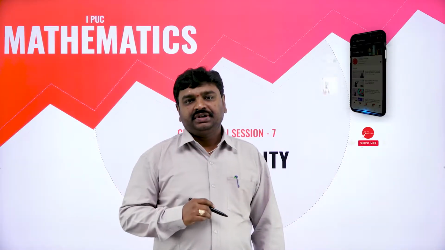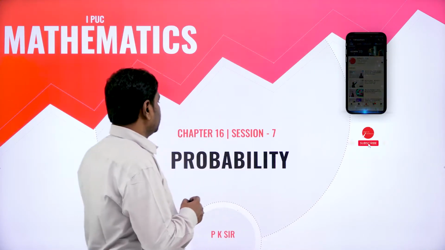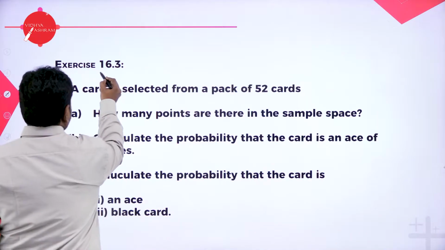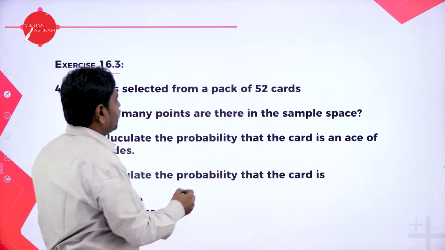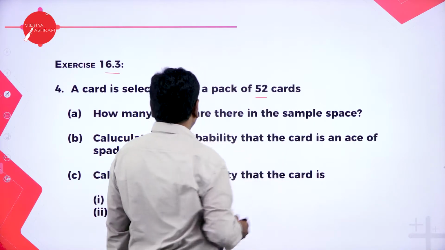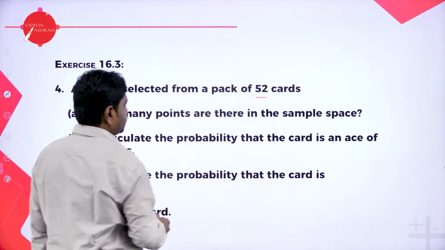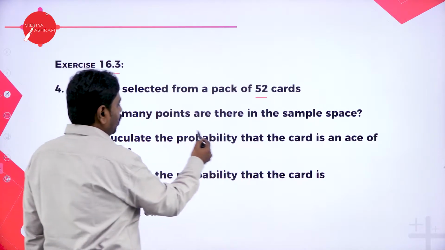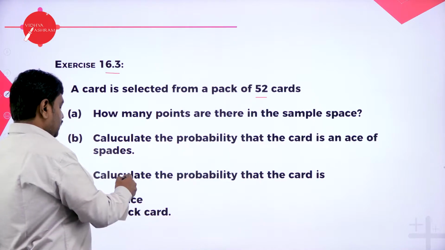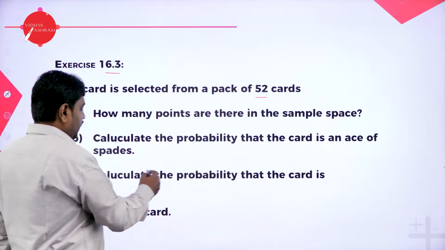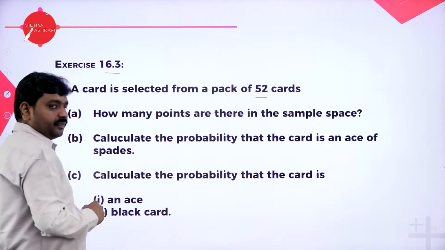Welcome to the session, dear students. Today we'll go ahead with the problems of probability, session 7, that is exercise 16.3. A card is selected from a pack of 52 cards. First question, how many points are there in the sample space? Second question, calculate the probability that the card is an ace of spades. And third question, part C, calculate the probability that the card is an ace and a black card.